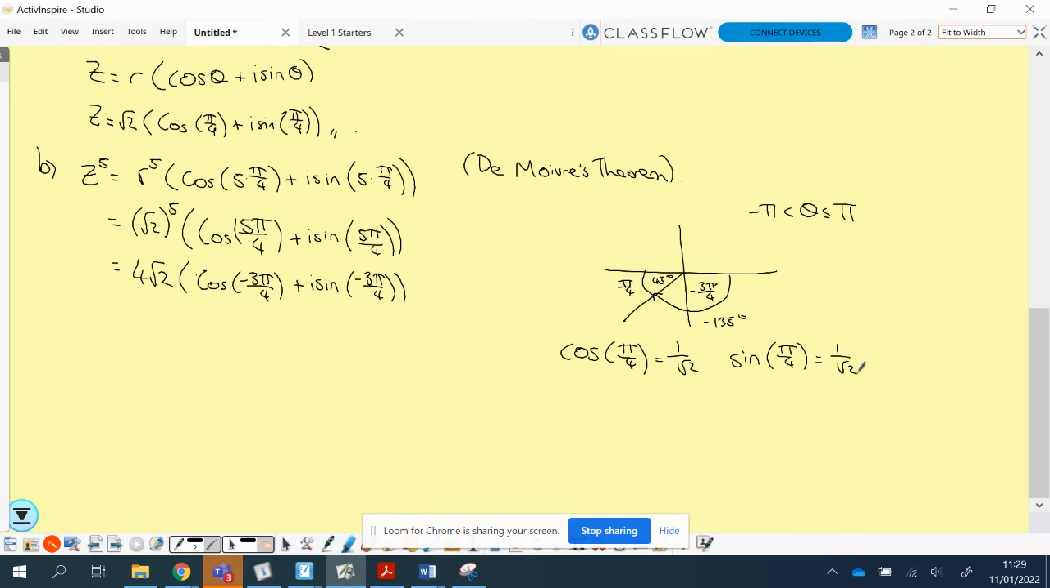Which means that when I'm putting this in here, it's going to be the opposite way. So therefore it's going to be 4 root 2, cos of negative 3 pi over 4, so that's going to be negative 1 over root 2, plus, sine of negative 3 pi over 4 as well, negative 1 over root 2 i. And you can check that in a calculator. If you do that in a calculator, you'll get that value as well.